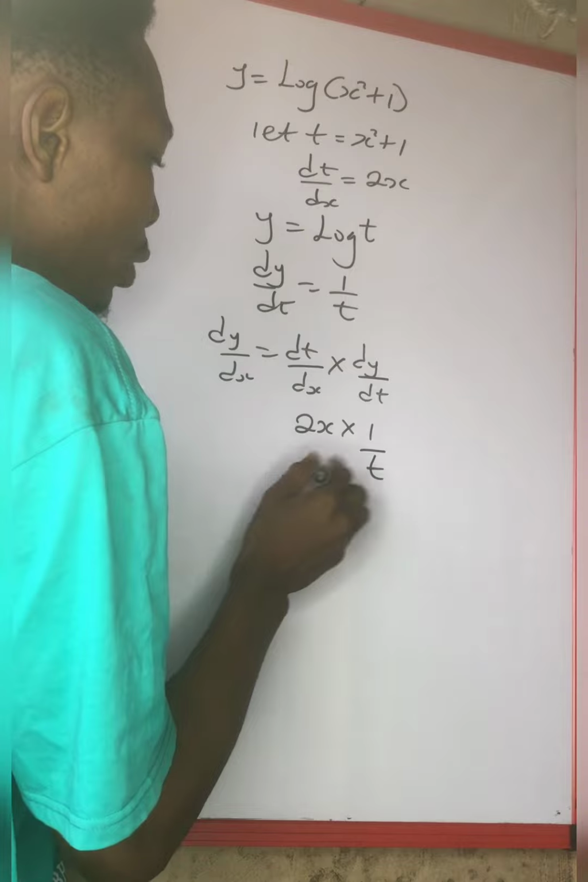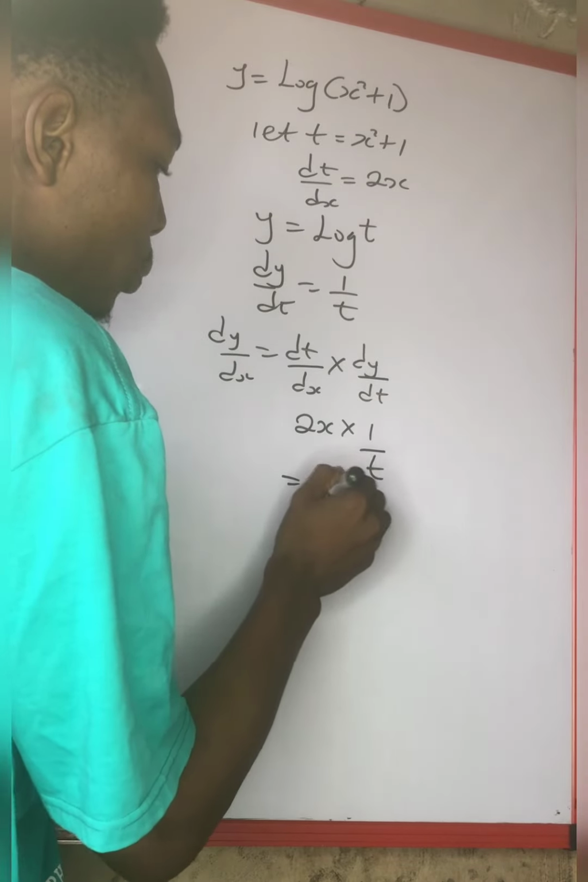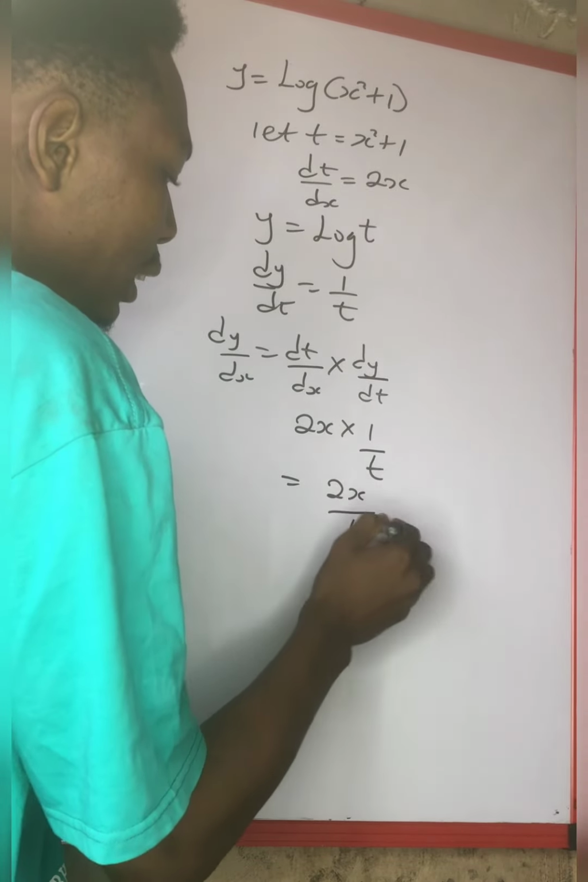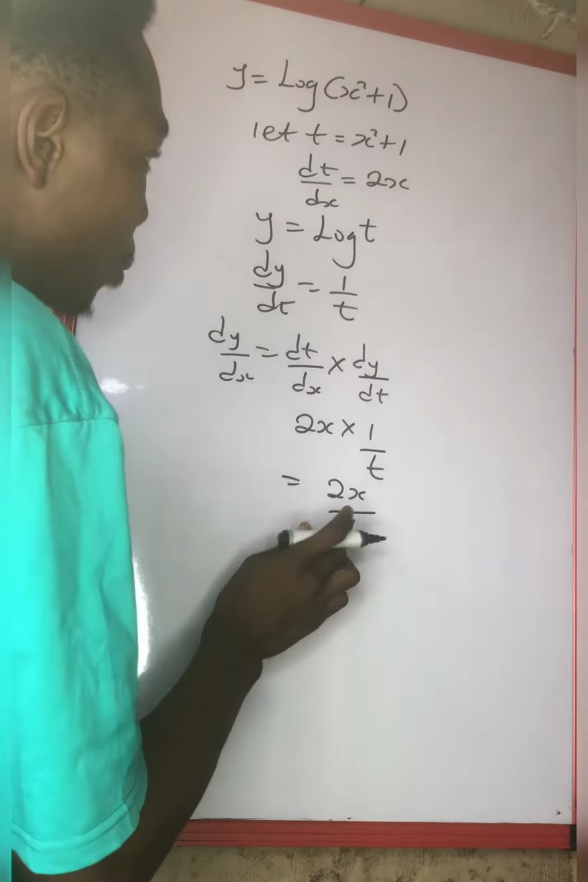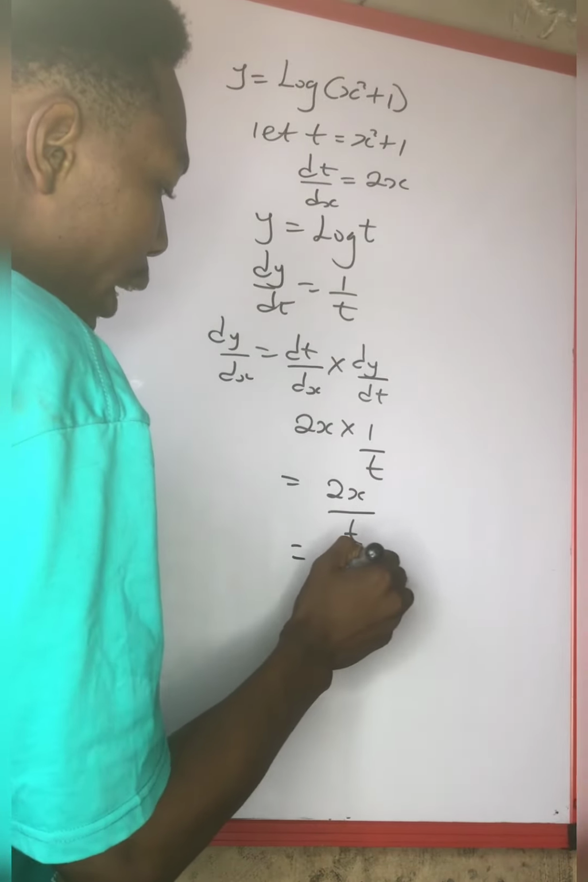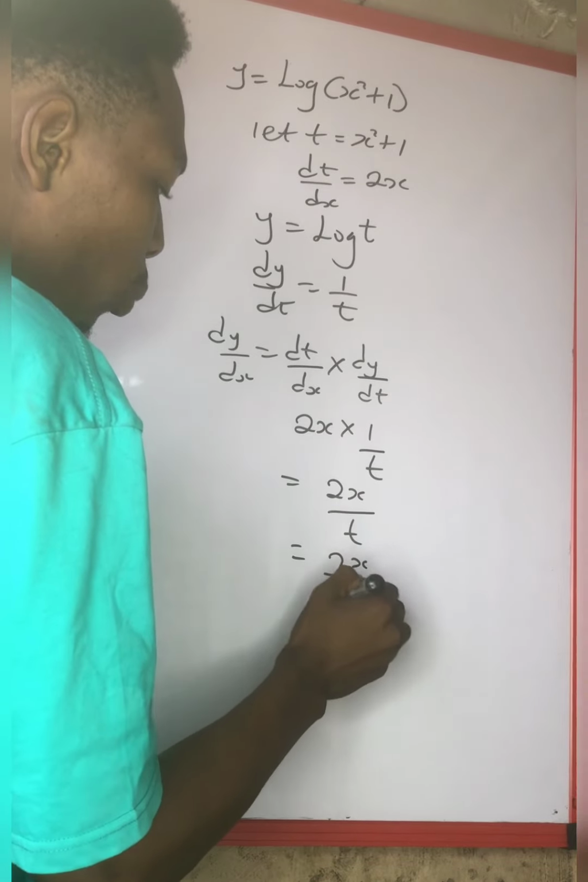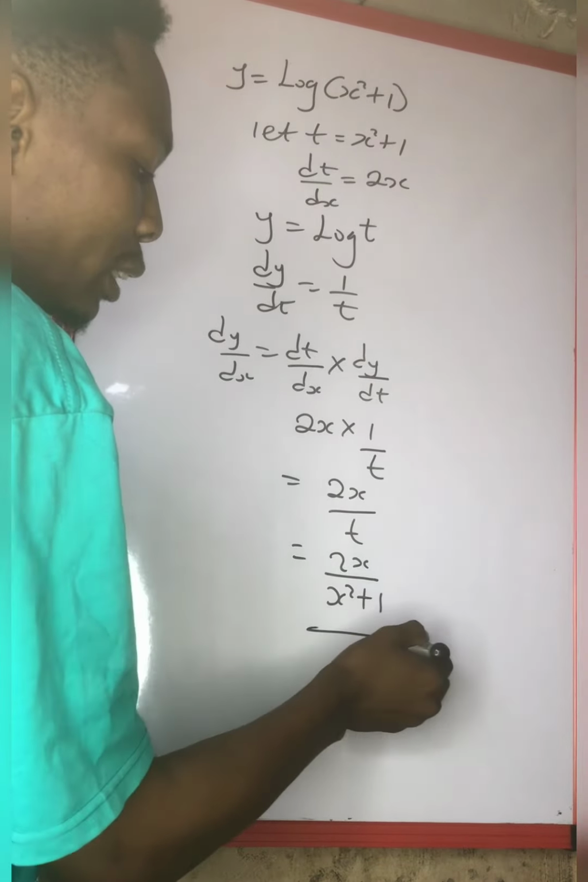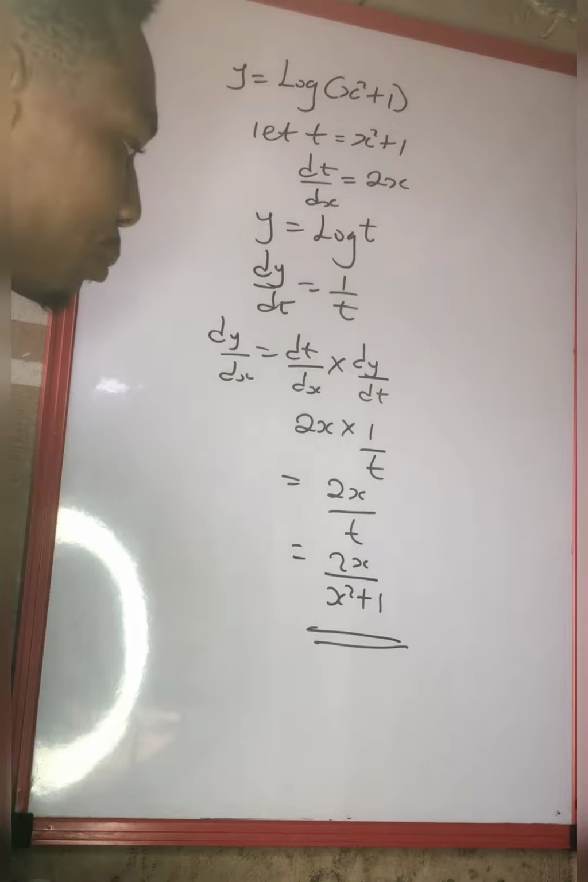So this time around, 2x times 1 is sitting as 2x, then all over t. And our t is representing what? x squared plus 1. So it becomes 2x over x squared plus 1. So that is your final answer.